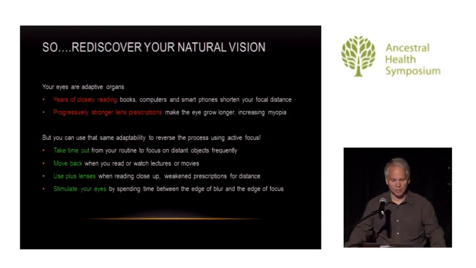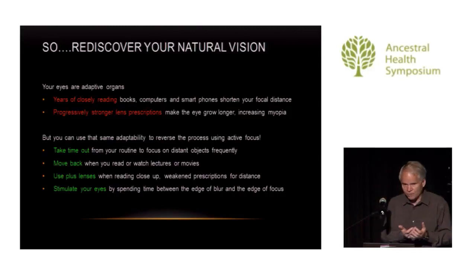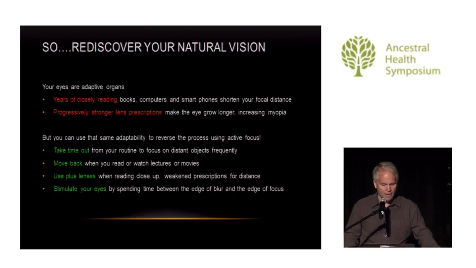So I would like to summarize. Your eyes are adaptive organs, just like your muscles, just like your metabolism, just like everything about you. You've been reading close-up for years. You've been working with smartphones. Those are a particular problem with kids, right? They're looking at their smartphone or their video game all the time. And as a result, your lenses are in spasm.